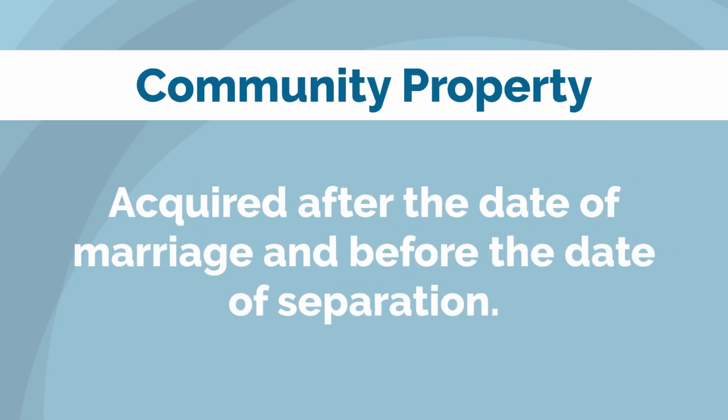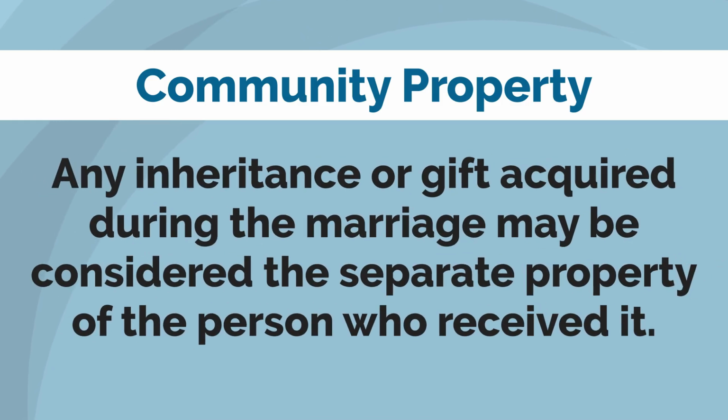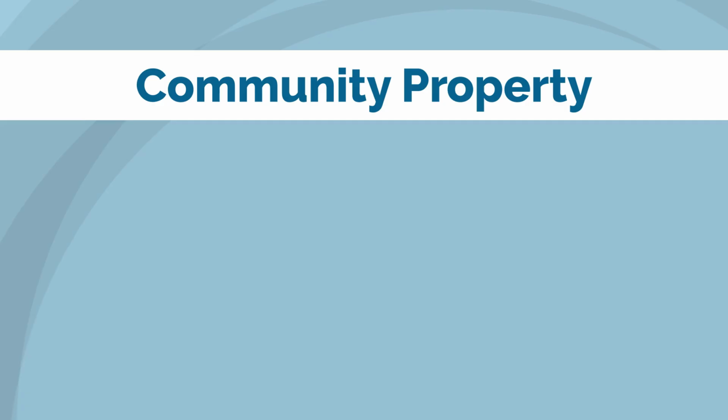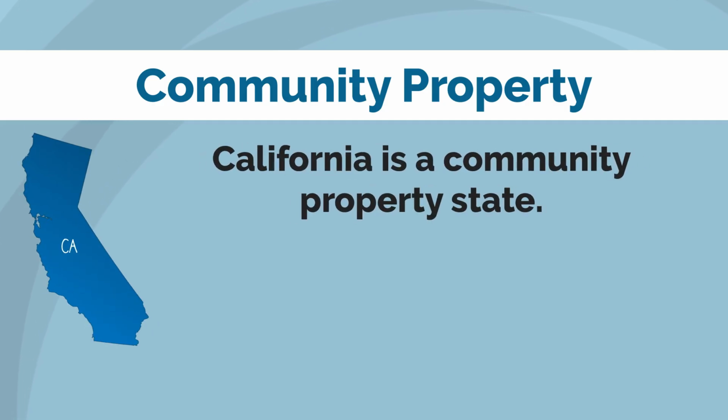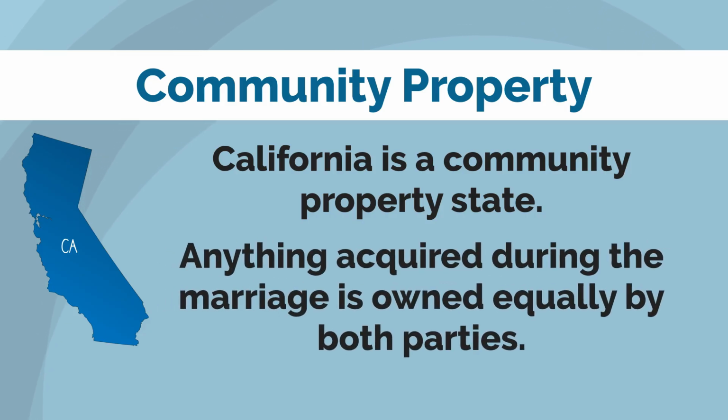Community property is defined as any asset or debt that was acquired after the date of marriage and before the date of separation. There may be some exceptions to this rule. One exception is that any inheritance or gifts acquired during the marriage may be considered the separate property of the person who received them. California is a community property state. This means that the assets and debts acquired during the marriage are owned equally by both spouses, regardless of whose name is on the property or whose money was used to purchase it.